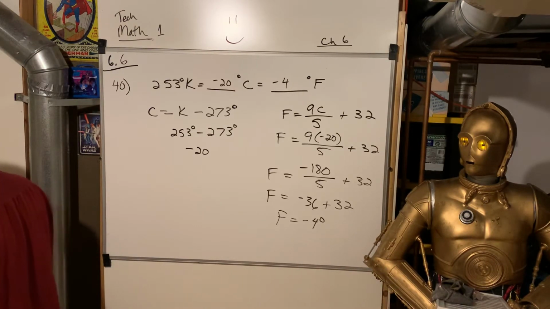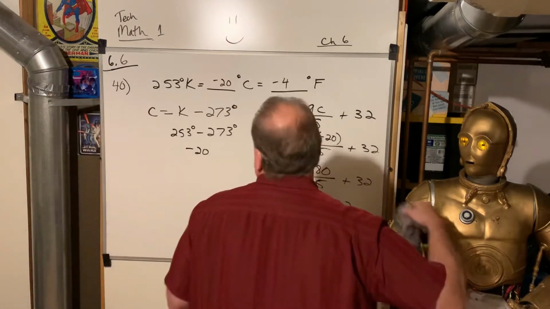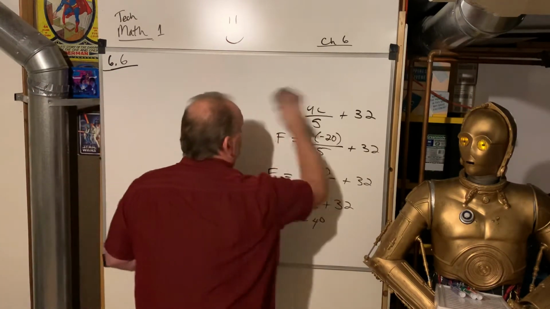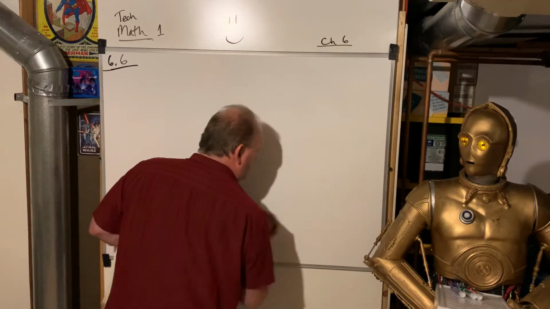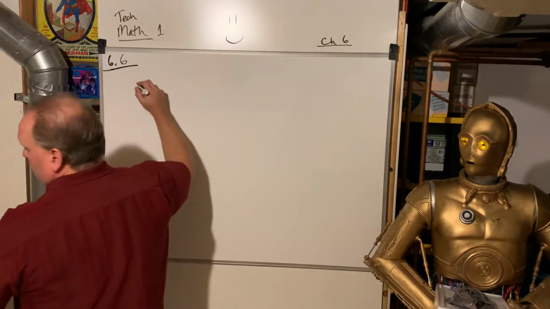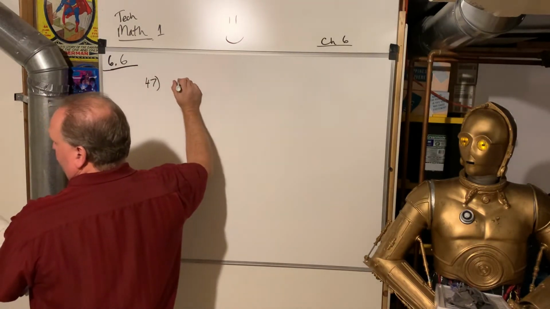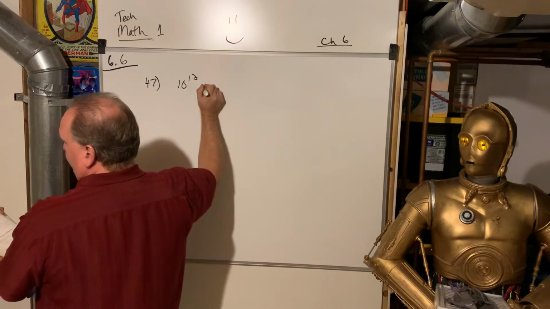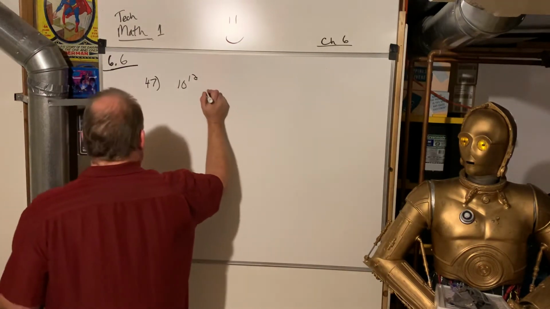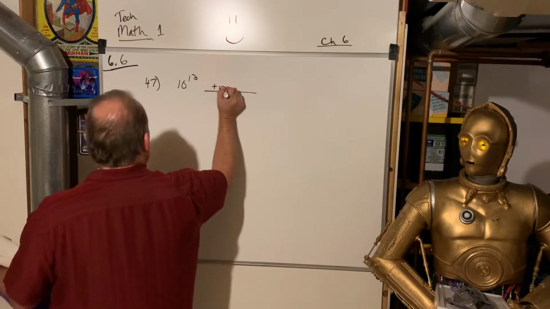Nothing really too big and exciting here. We'll go through 6.6 pretty quick, because again, I think this is very much review for everybody in this class. So let's just look at 47. If we have 10 to the 12th power, write the name for each place. Well, if there's that many zeros, 12 zeros, that's actually trillions.